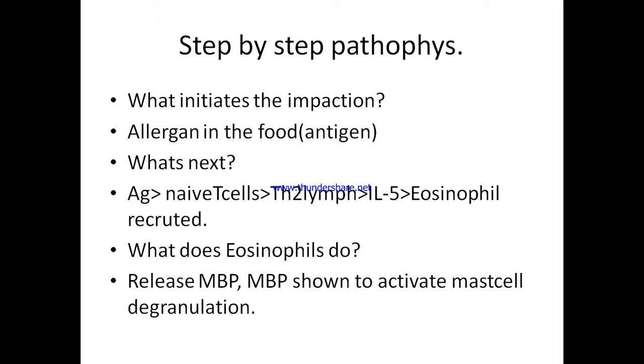Now these get recruited in the esophagus. Now what eosinophils do is they release major basic protein. Now MBP is shown to activate mast cell degranulation. So this is the possible pathophysiology of eosinophilic esophagitis.